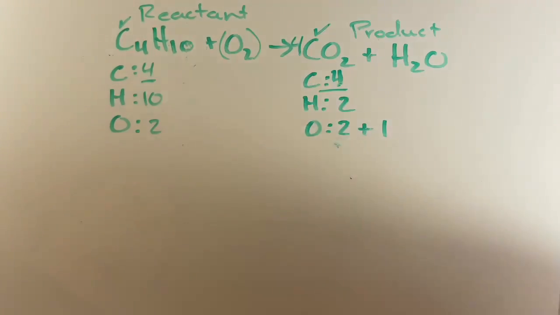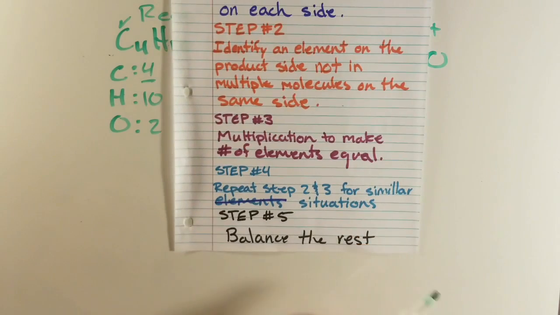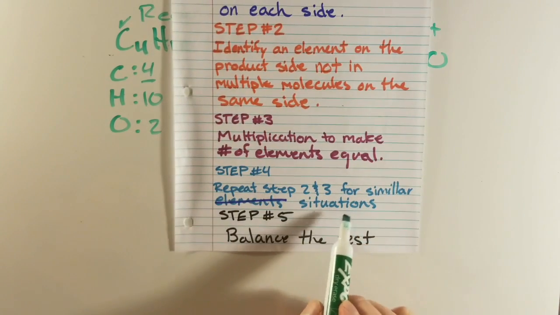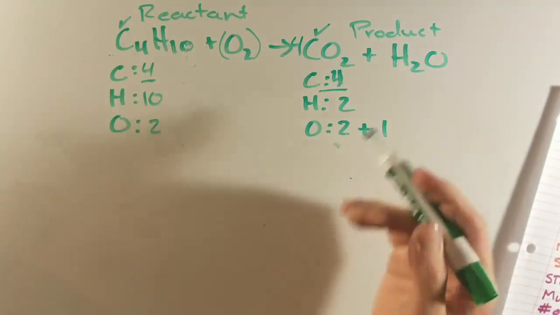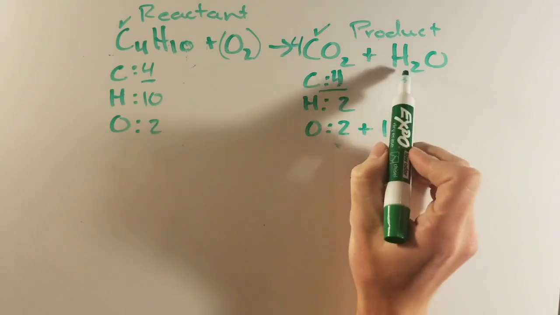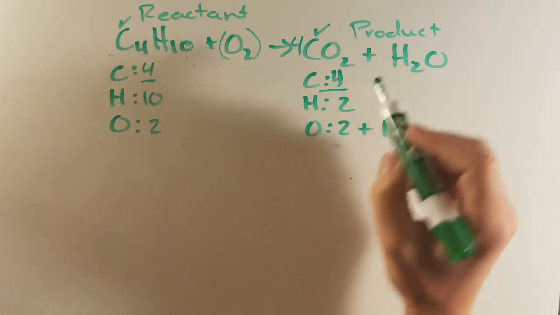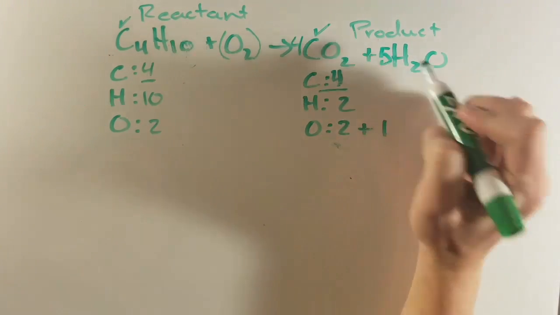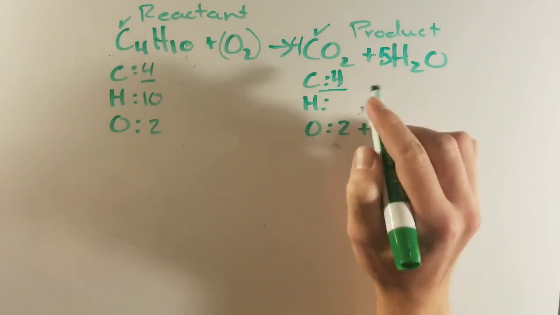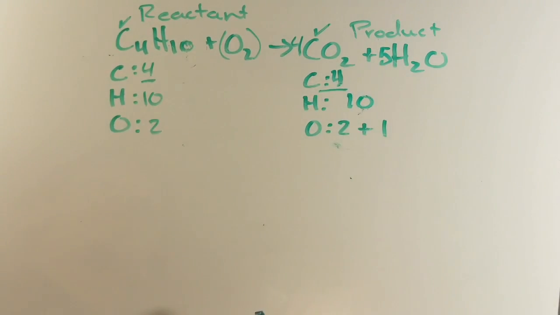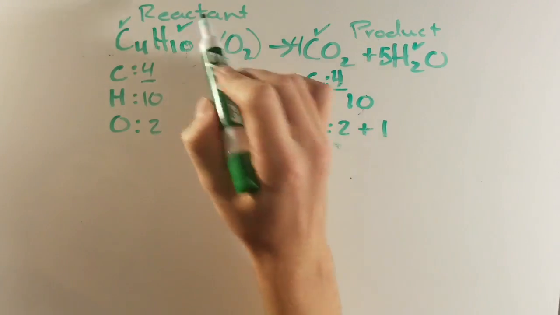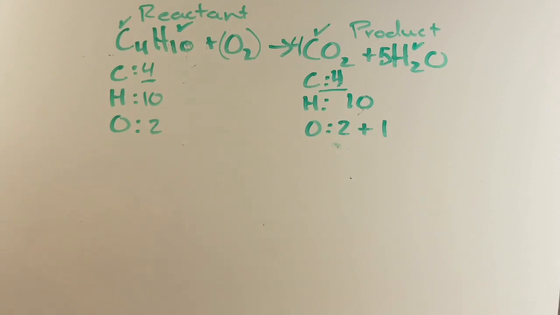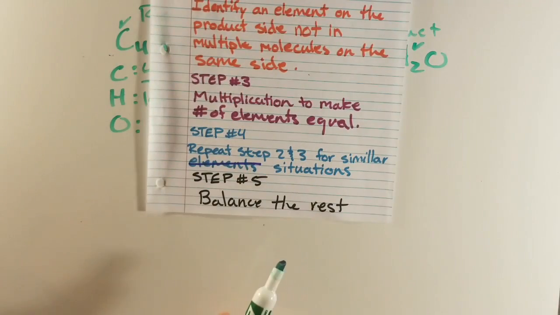And step 4 is to repeat steps 2 and 3 for similar situations. For example, hydrogen. So hydrogen has 2 on this side and has 10 on this side. So if we multiply this molecule by 5, we don't have 2 anymore, we have 10, right? Awesome, so our hydrogens are equal. Now we can look at oxygen. So step 5 is balance the rest. Usually it becomes pretty easy after that.